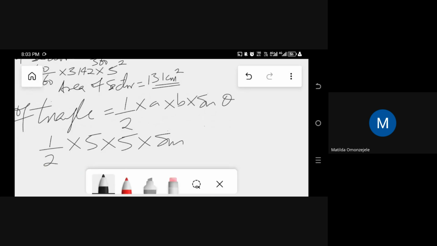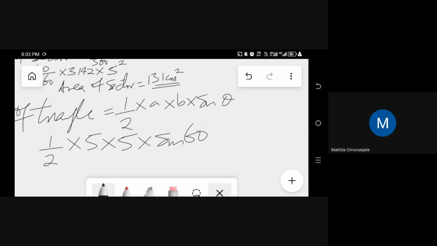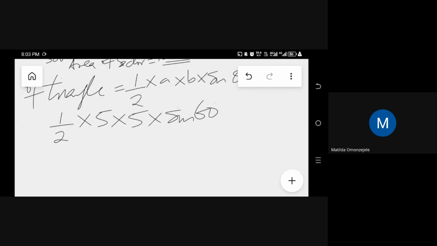Times sine 60. All right, someone please do this. The result of the numerator divided by 2. What's the result? The result of the numerator divided by 2.